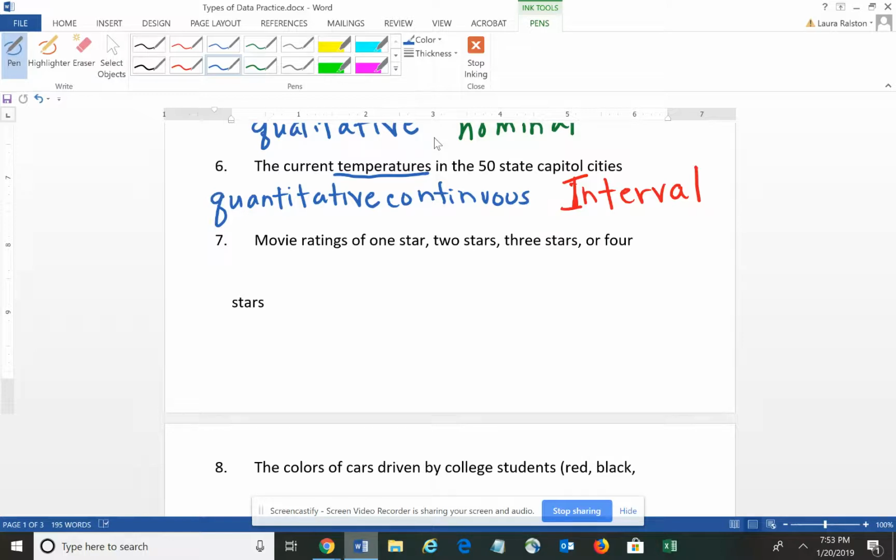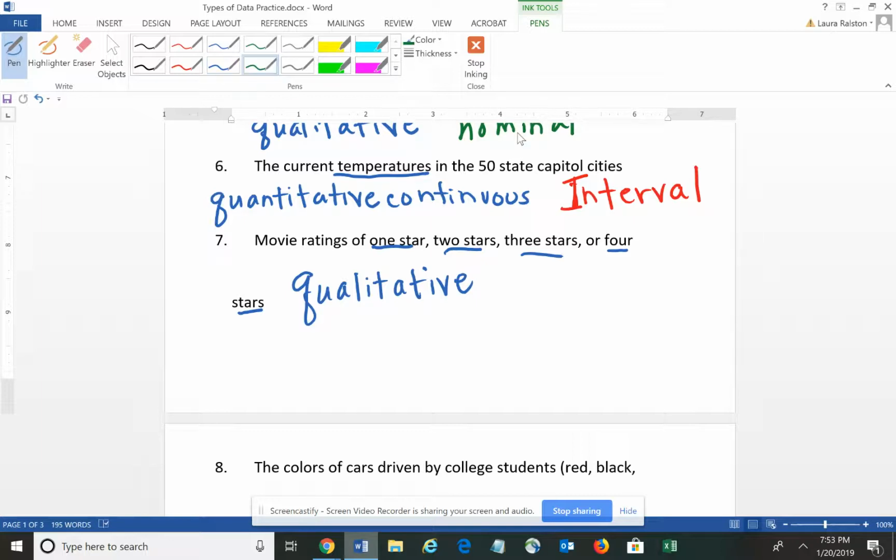Again, because it's quantitative, I know that it's either going to be interval or ratio. And so I want to think about what it would mean to say that the hen laid 0 eggs today. Well, 0 eggs, again, if you think about it, would mean the hen did not lay anything. It laid none. It laid nothing, which means this is going to be at the ratio level.